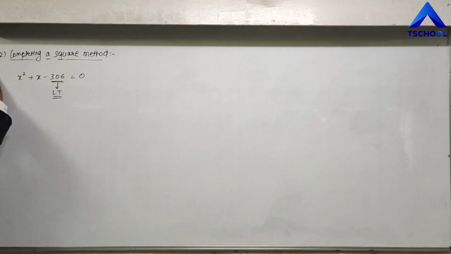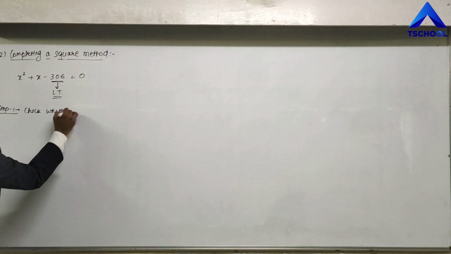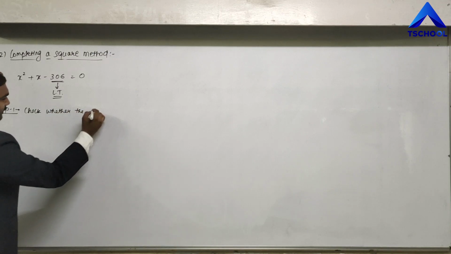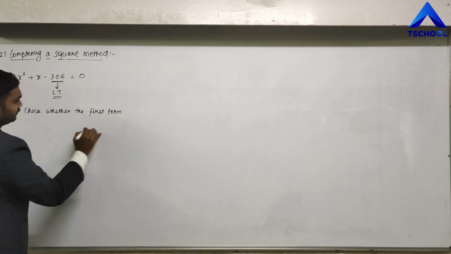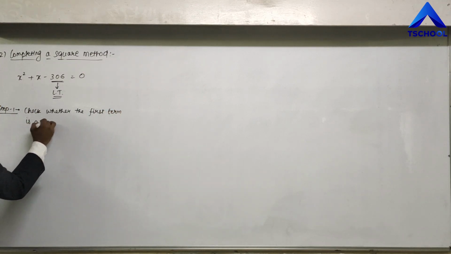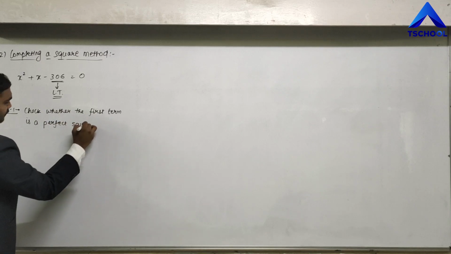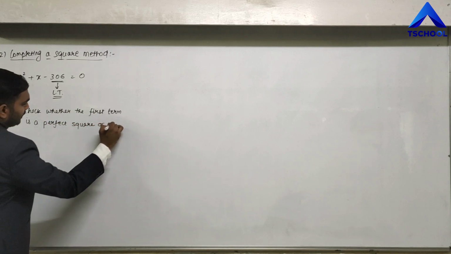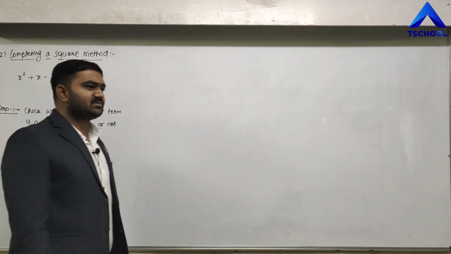So for that, first of all, what is the first step? Check whether the first term is a perfect square or not. Check whether the first term is a perfect square or not.